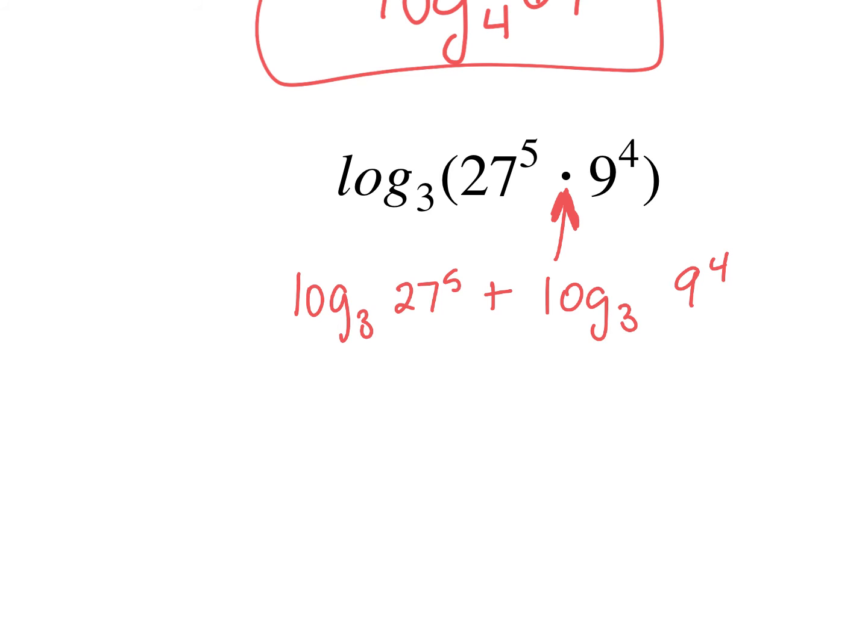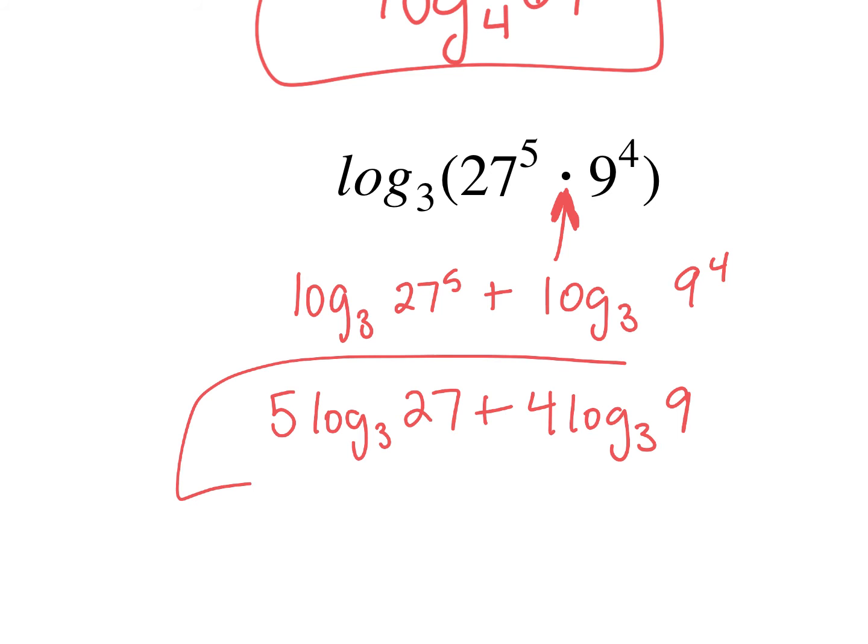You just put that 5 over, so it's 5 log base 3 of 27, and then plus 4 log base 3 of 9. That is how we say that. Great job, though. Good, good, good. Any questions on that?